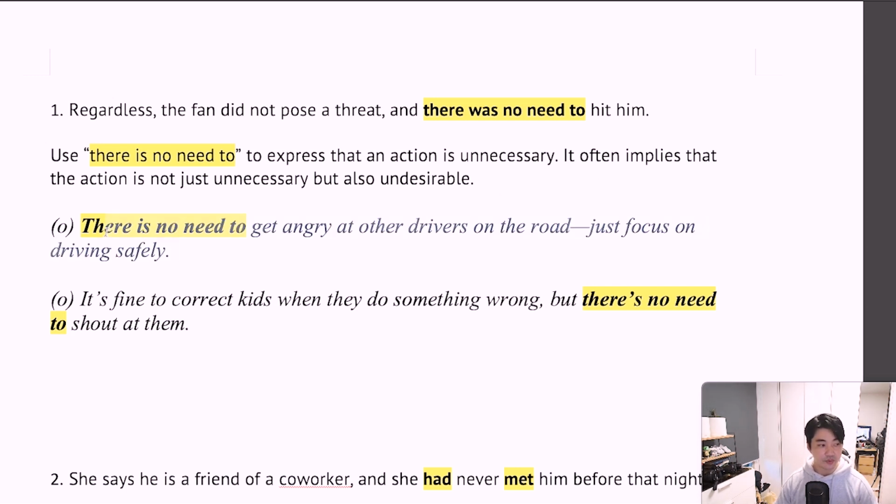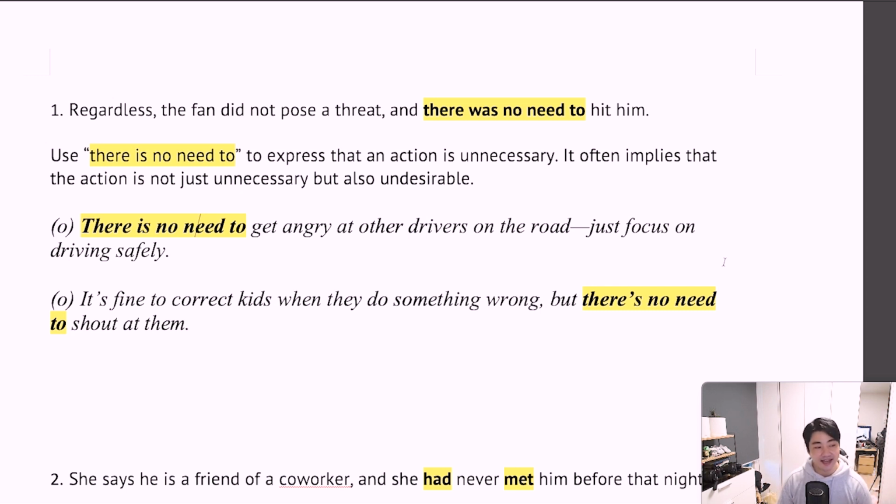Or another example, there is no need to get angry at other drivers on the road, just focus on driving safely. I get angry at drivers all the time. 도로에서 다른 운전자에게 화낼 필요 없어요. 그냥 안전하게 운전하는데 집중하세요. It's hard not to get angry at other drivers though. It really is.